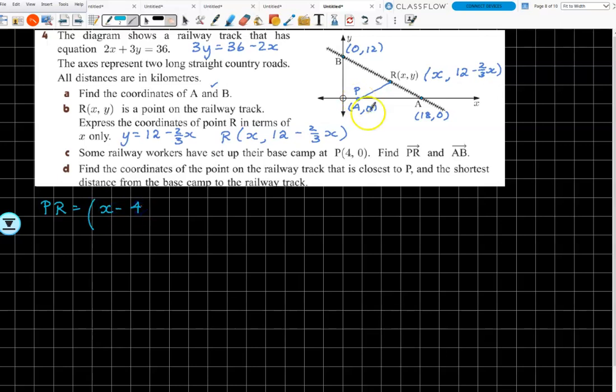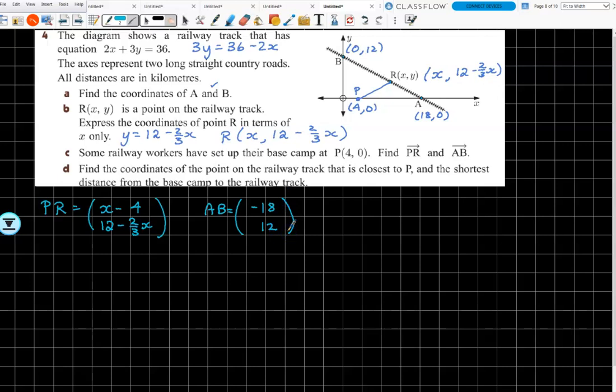So PR, x take 4. And oh, that's nice to be a 0, isn't it? Don't you love it when the zeros pop up? So that will be 12 minus 2/3 x. There's PR, my AB. Minus 18, so 0 take, and 12 take 0 is 12. We good with that?